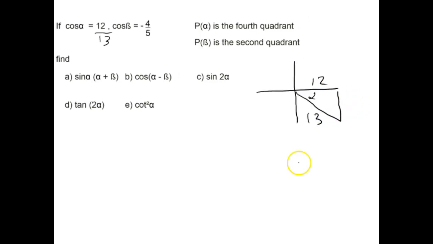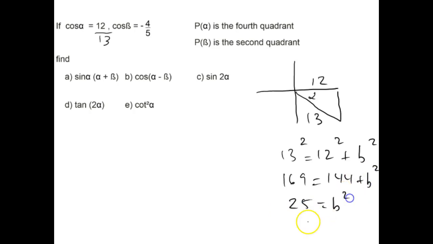To find the missing side, we would say 13 squared equals 12 squared plus, let's call it b squared. That's 169 equals 144 plus b squared. That's 25 equals b squared. So plus or minus 5 is b. In this case, it'd be a -5.